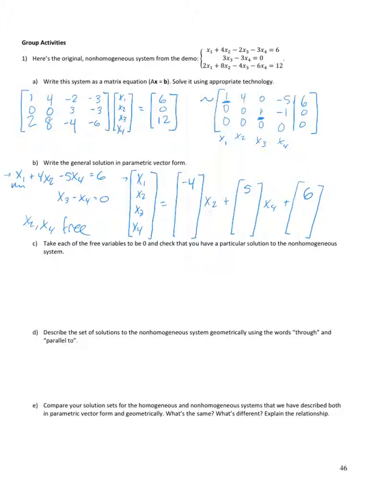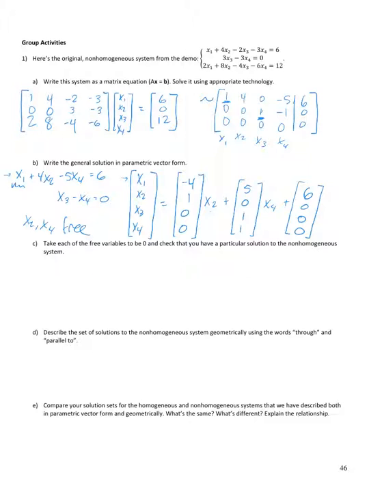X2 is free, which means x2 can be anything. X2 just has to equal x2. So I'm going to put a 1 here so that this equation will say x2 equals x2, and then a 0 for the x4 and a 0 for the constant. X3 equals x4, so x3 is 0x2 plus 1x4 plus 0, and x4 is free, so I just need the last line to read x4 equals x4. So I have 0, 1, 0.